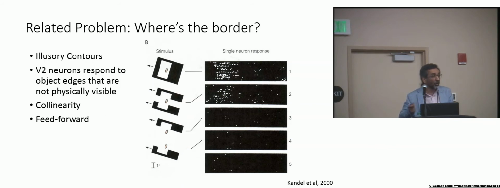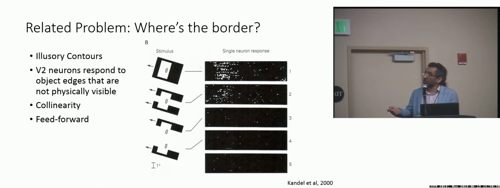It sees a border that does not exist by photons. So we have a response that is finding the border of an object even if that border is not visible to you. The same thing would happen with occlusion. If that border was underneath something, you would still find V2 cells that would represent the occluded border.